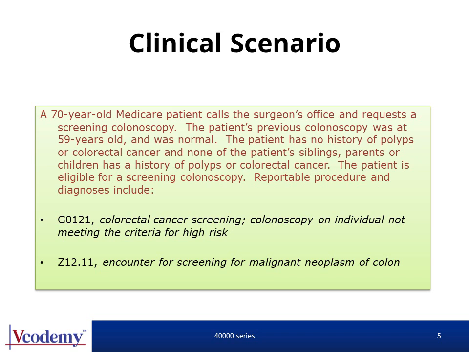Reportable procedure and diagnosis will include G0121, which is colorectal cancer screening colonoscopy on an individual not meeting the criteria for high risk. So this is not a high risk patient. And the next code will be Z12.11, encounter for screening for malignant neoplasm of colon. G0121 is a HCPCS code. We are using this code because the patient is a Medicare patient, and also G0121 is selected because the patient is not high risk.